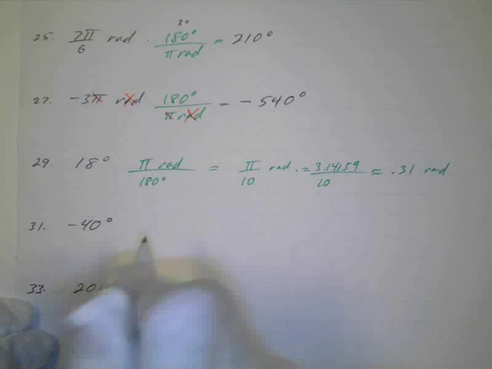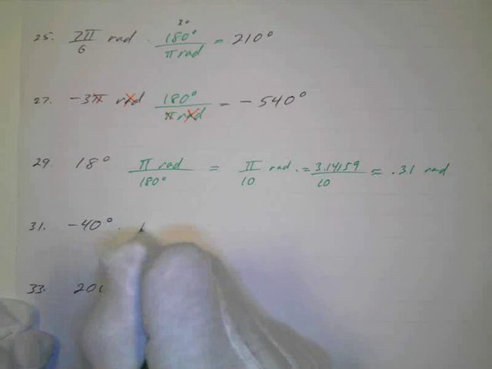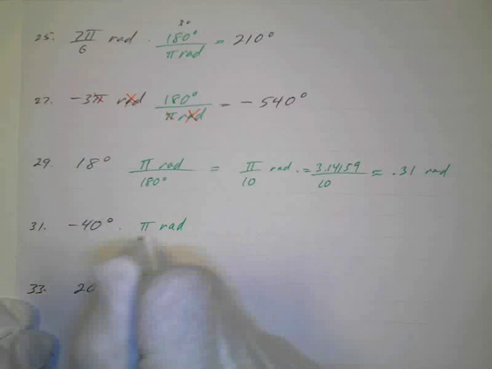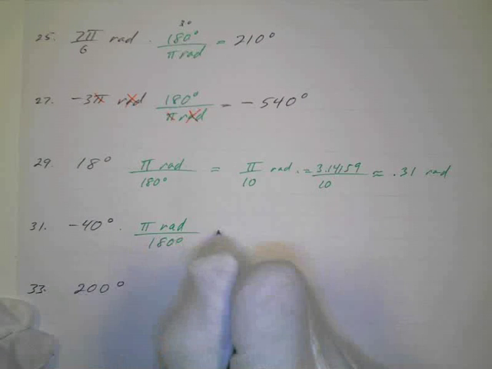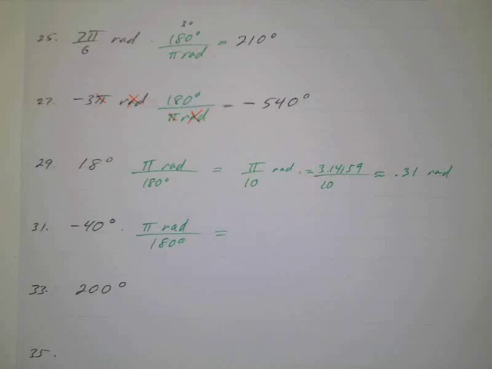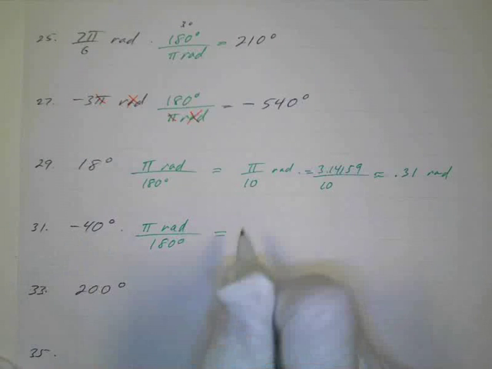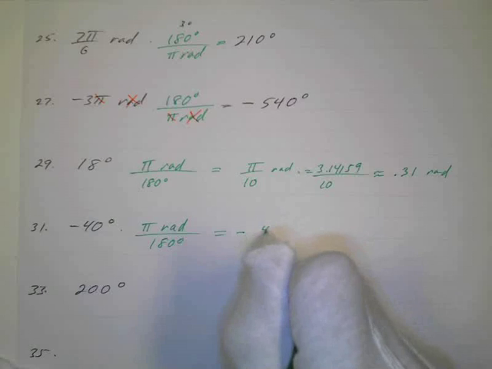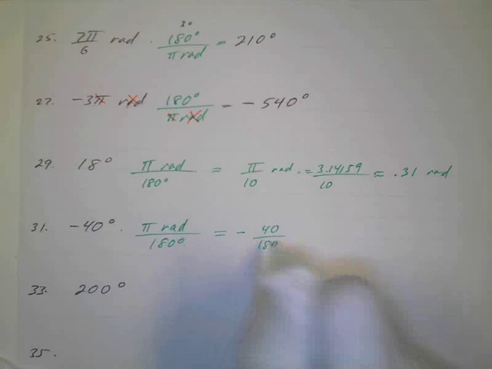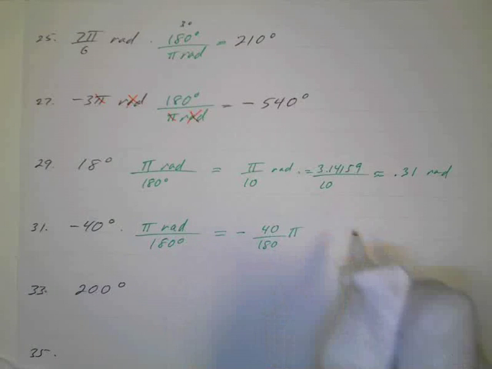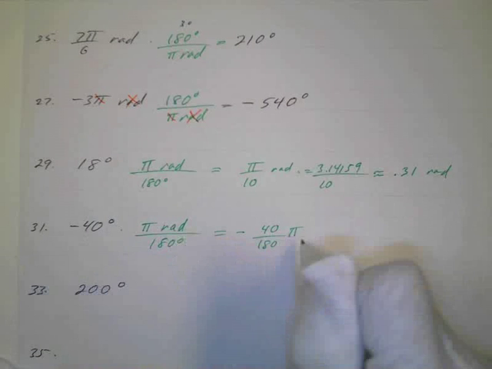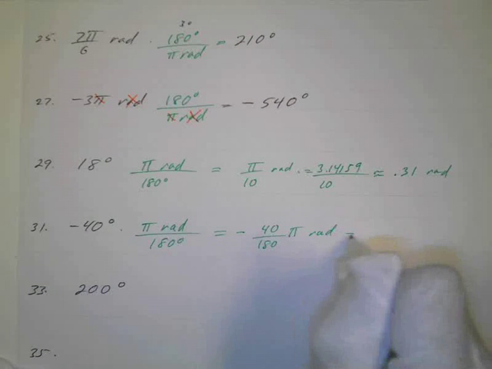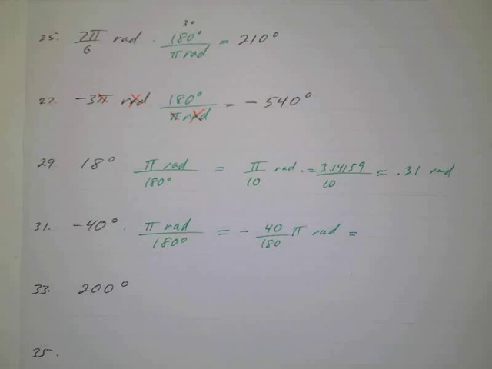Okay, and then number 31. Again, we'll multiply this by, remember there are pi radians. Always write this down, per 180 degrees. And we'll probably have a quiz on some of these, and probably the ones that you can work out without a calculator. Well, negative times a positive, that will be a negative. And I've got 40 over 180 times pi. The degrees will cancel, and that'll be radians. And then I can work that on my calculator.